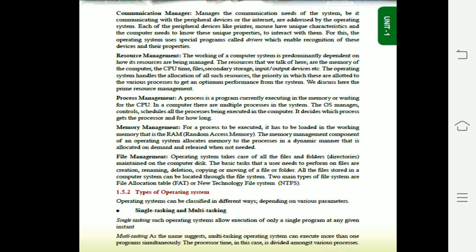Then resource management. If we are working on a computer system, it is predominantly dependent upon how its resources are being managed. This matters the most, how our different resources, either in the form of hardware and software, are managed by our system. Because your CPU also has different components, different files, secondary storage devices, input units, output units, all are governed or managed by the operating system.